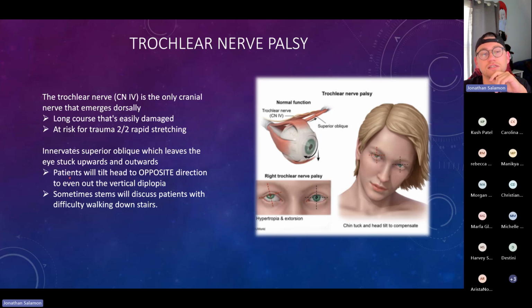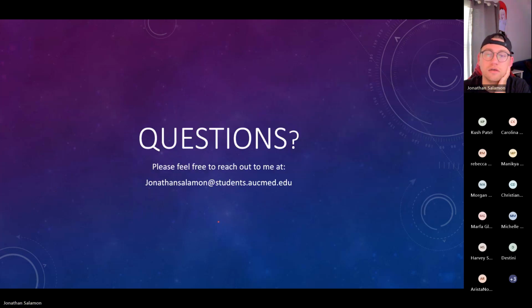Really, the only thing you need to know here is that this is the trochlear nerve, right? It causes this weird thing. This is a buzzword for STEMs about this, and then knowing that they tilt their head to the opposite side. I've never seen a question that asked about this that didn't ask basically which direction they were going to tilt their head to, like which direction would correct it.